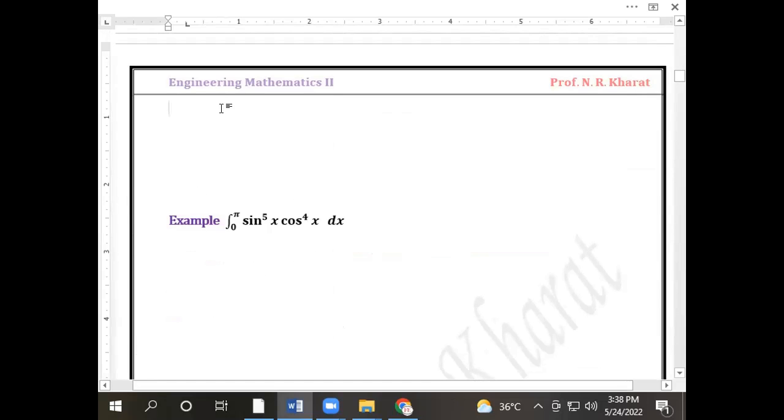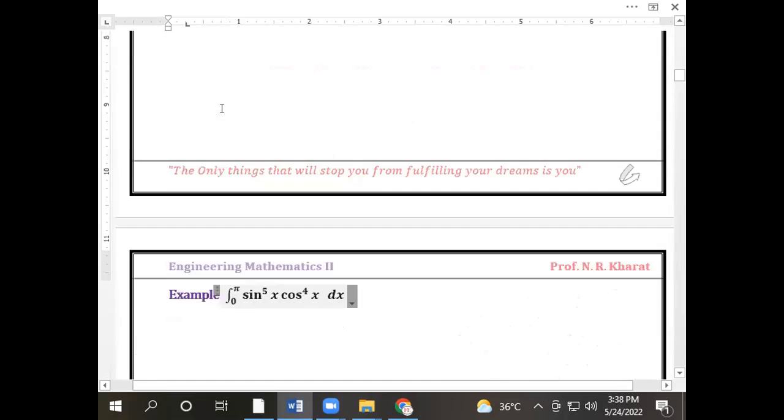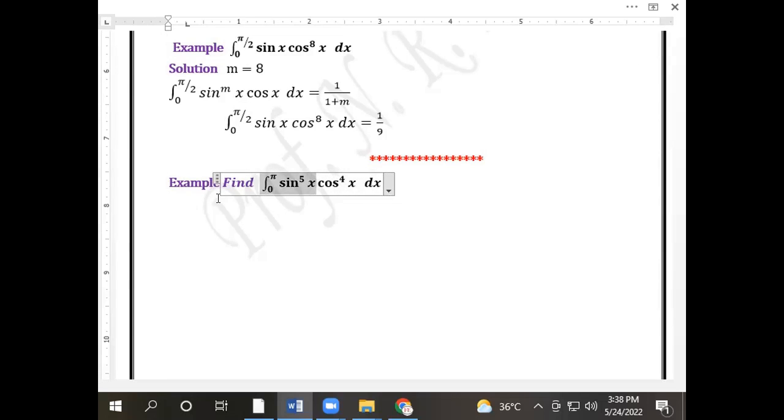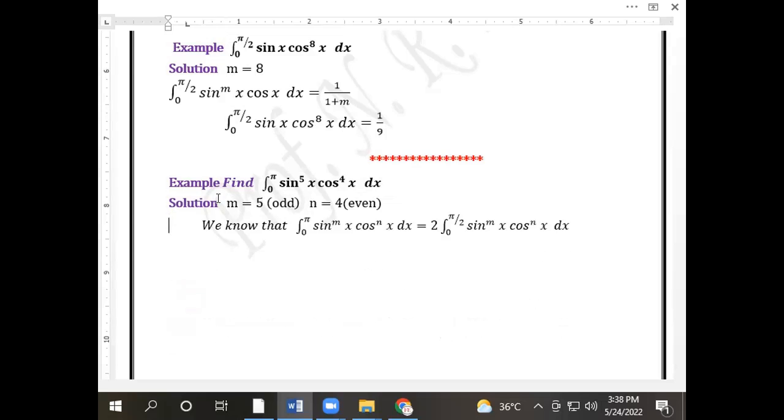And there are some standard conversions. See here, the example is not in the integration limit from 0 to pi by 2. We have to find the value of integration 0 to pi sine raised to 5 of x cos raised to 4 of x dx. When we observe here, we have to just find the value for m and n. M is equal to 5 and n equal to 4. First is odd, second is even. And we know the reduction formula.